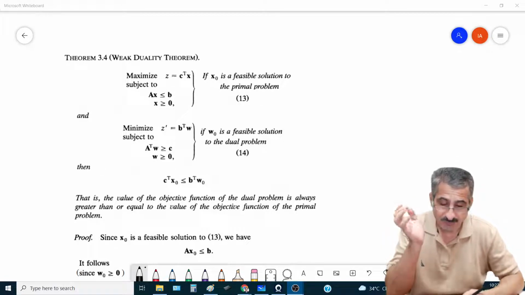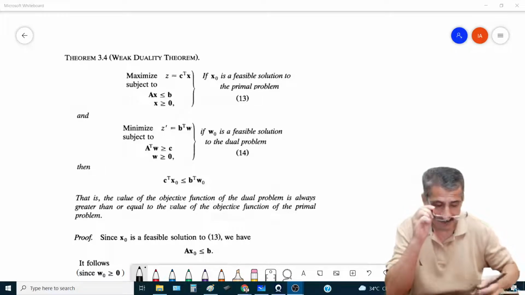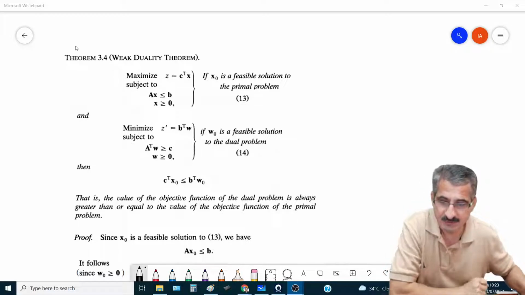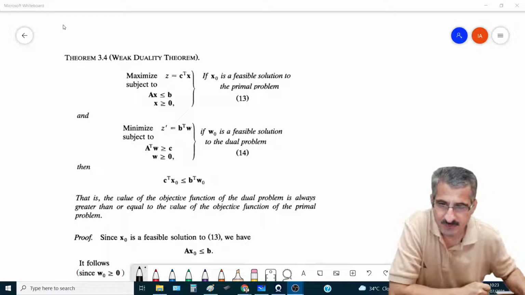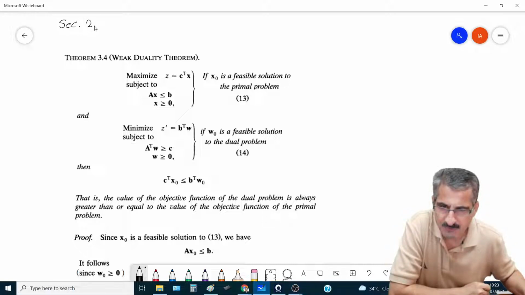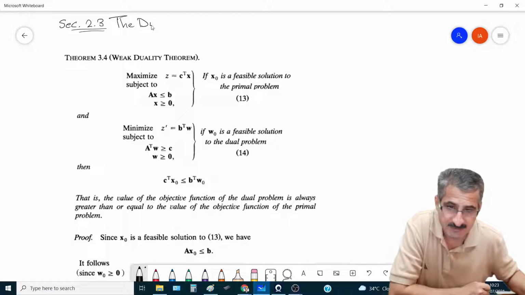Our lecture for today is a continuation of the lecture we started last time. So we are still in section 2.3, which is titled the Duality Theorem.